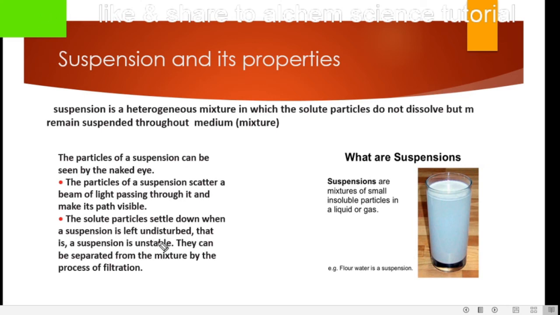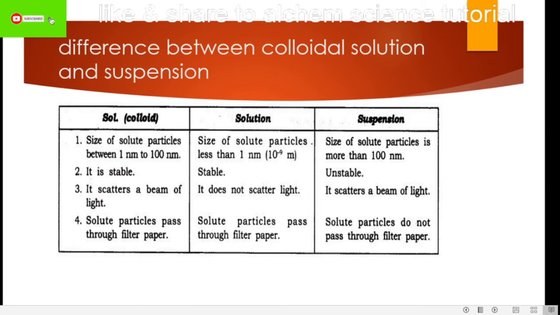And one of the most important properties is that a suspension can easily be separated with the help of filtration. The best example of a suspension is water and wheat flour. Whenever you mix some amount of flour in water, that is an example of a suspension.